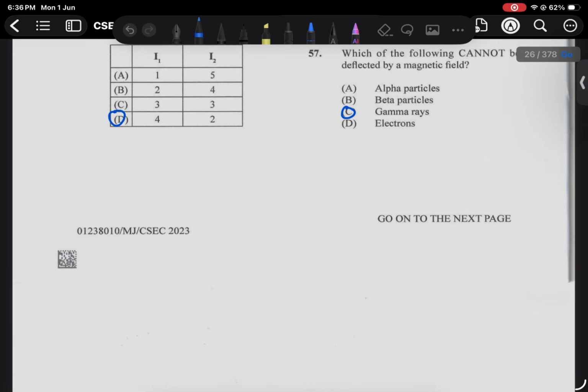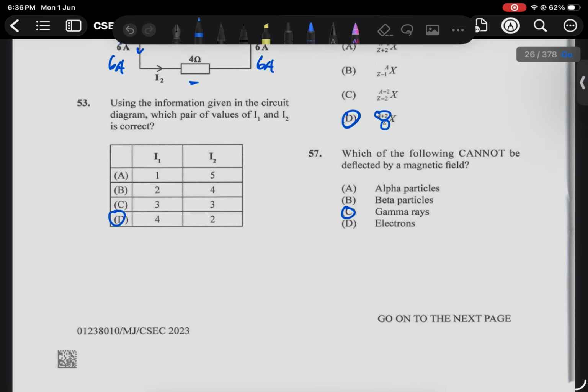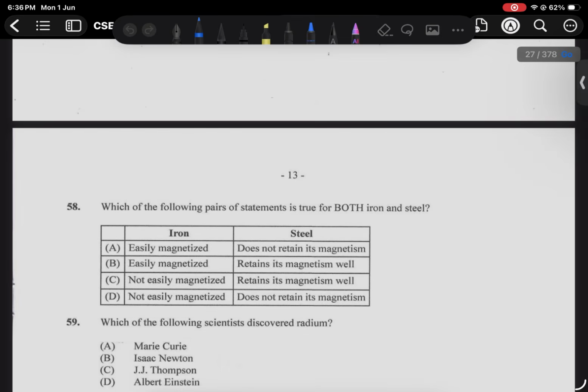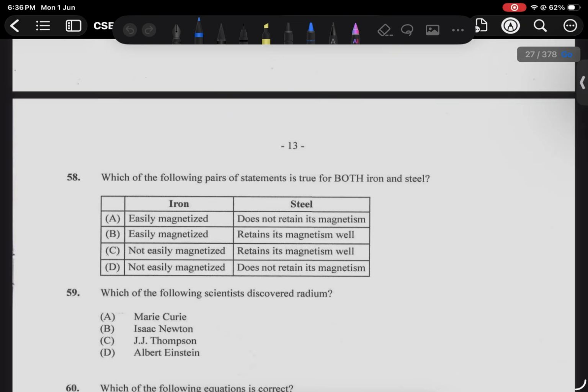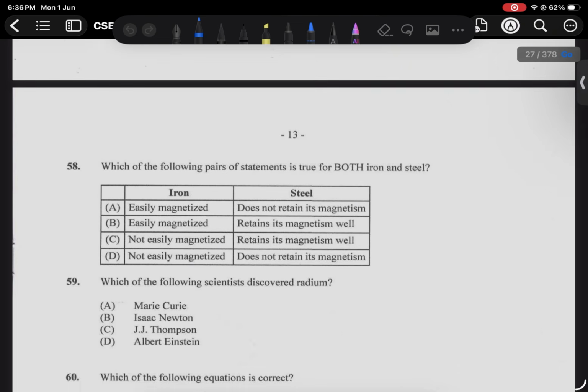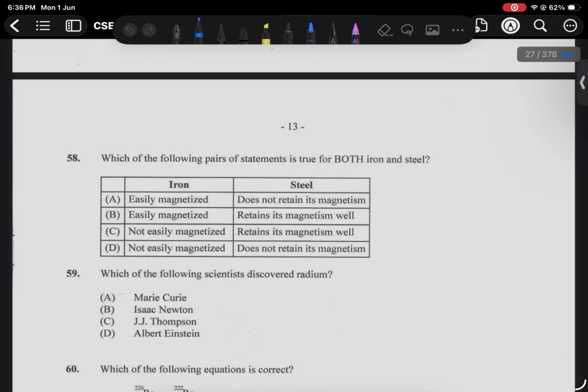Which of the following pairs of statements is true for both iron and steel? So iron is a temporary magnet whereas steel is a permanent magnet. It's easily magnetized.